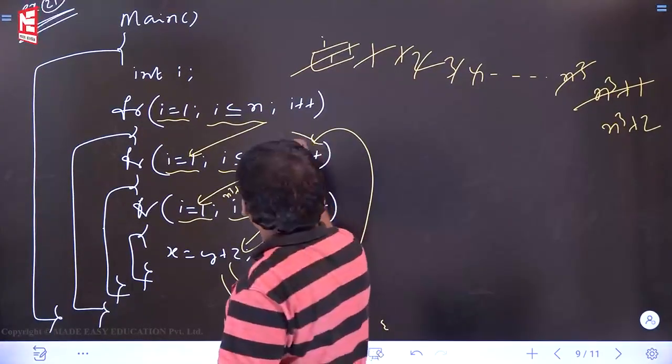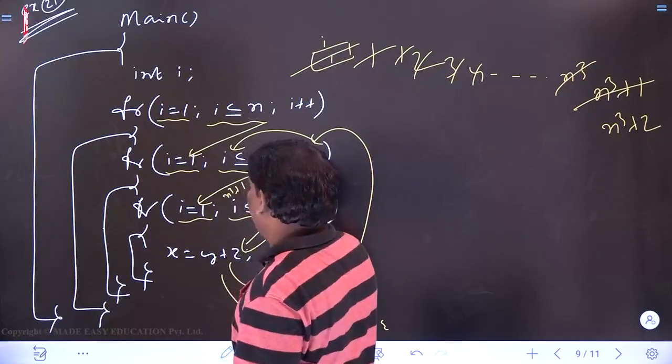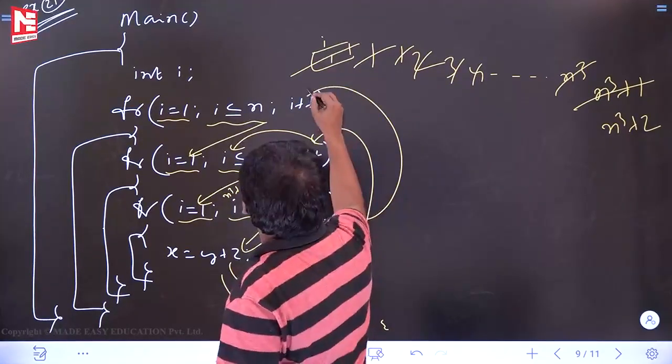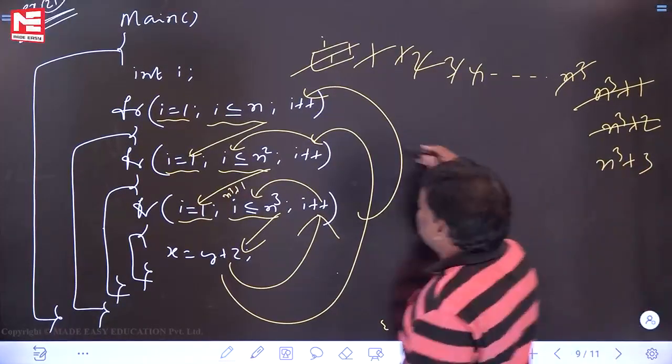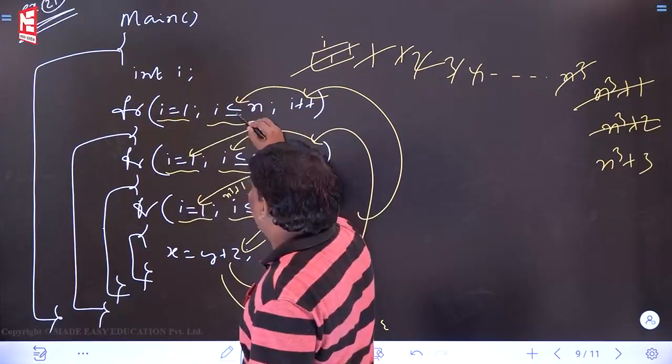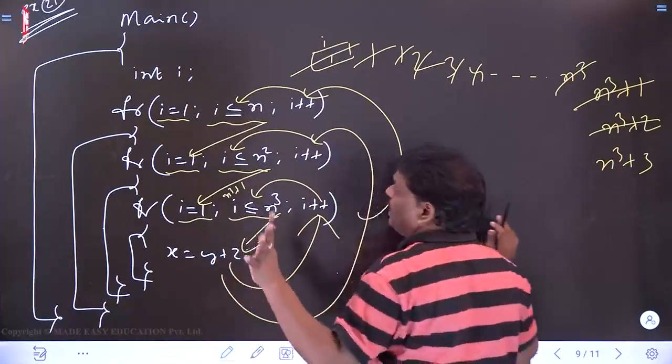Right? Next one. n cube plus 2 is less than or equal to n square. Fail. Because this is fail, then go here. i plus plus. What is the answer? n cube plus 3. Then it will check this condition. This is also fail. Then stop.